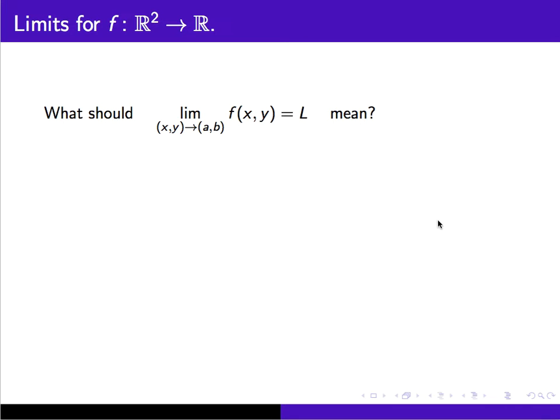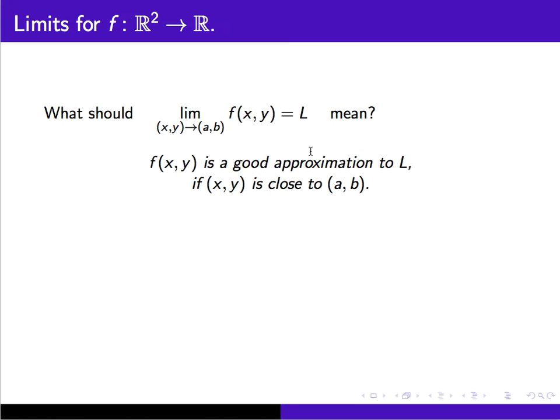What does it mean to say that the limit as (x,y) goes to (a,b) of f(x,y) equals L? So (x,y) are points that are approaching (a,b), and we want to say what it means for the values of the function f(x,y) to limit to L. Just as before, this should mean that f(x,y) is a good approximation to L if (x,y) is close to (a,b).